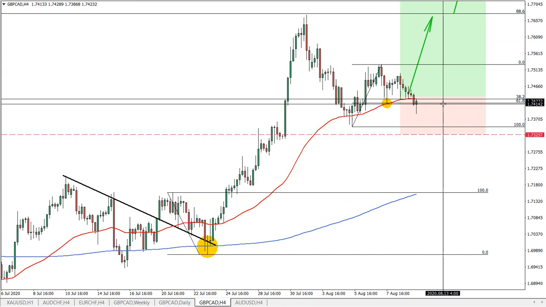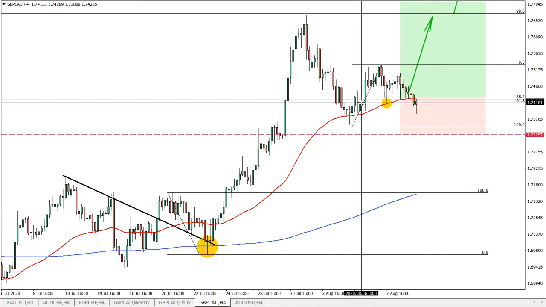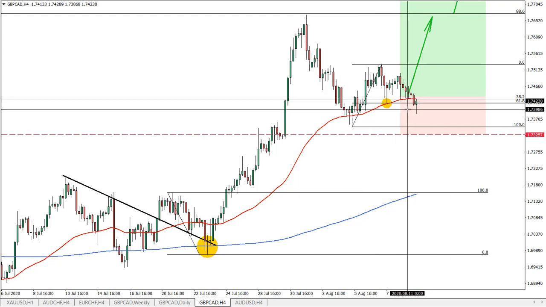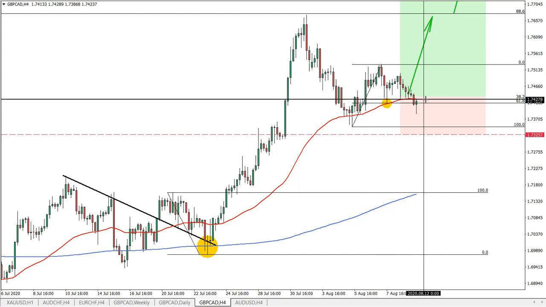Pound Canadian, guys, here we saw the break and close below 61 on the 4-hour time frame. This invalidates the idea, so stop or exit the idea right now, because it is invalidated.